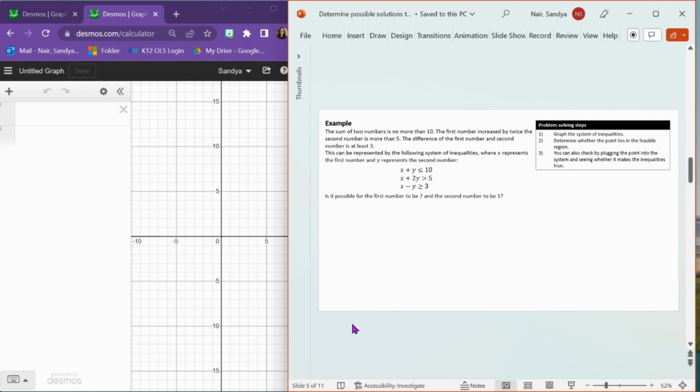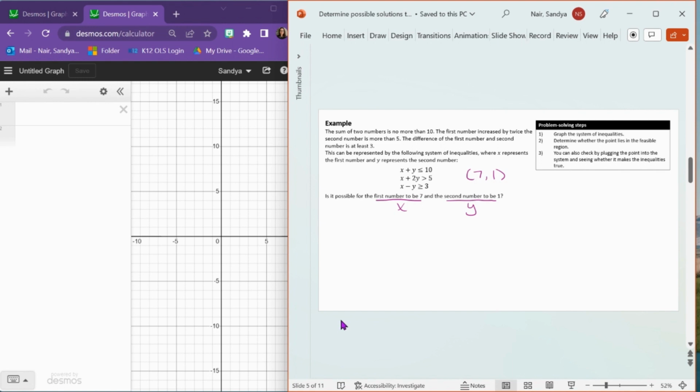So now we want to think about, is it possible for the first number to be 7 and the second number to be 1? Okay, so what does that mean in terms of this problem? Well, we know that the first number is x and the second number is y. So really all this is basically telling me is, is it possible for (7, 1) to be a solution to the system of inequalities? So there's actually two ways we can go about doing this.